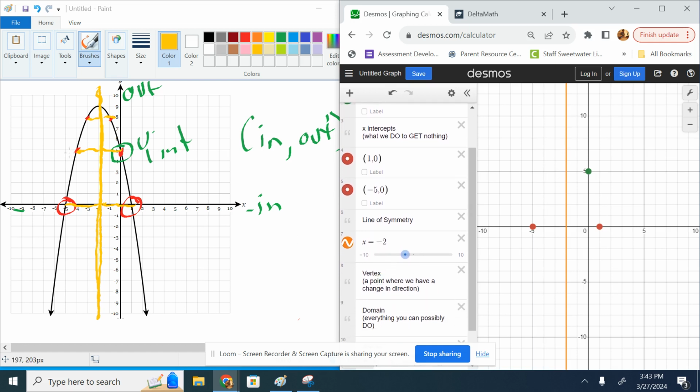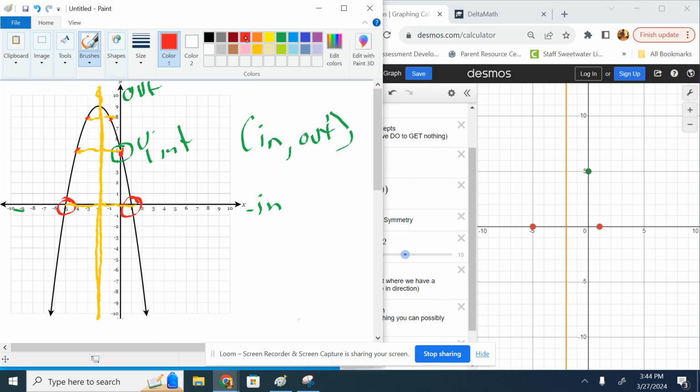The next thing we're going to point out is the vertex. The vertex is where it changes direction. So I want to explain this definition really quick. So we can tell the vertex because on this side we're going up, and on this side over here we're going down. And so there's a change in direction right in the middle here. And we call that the vertex.